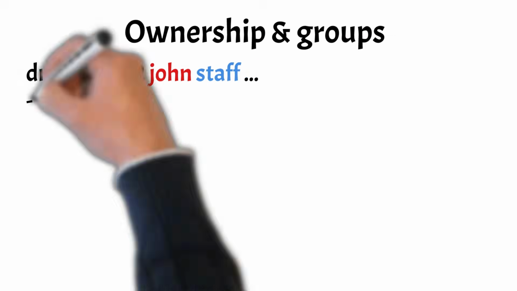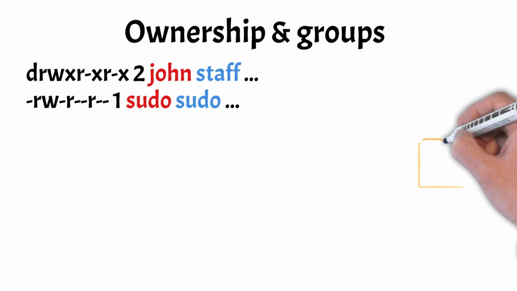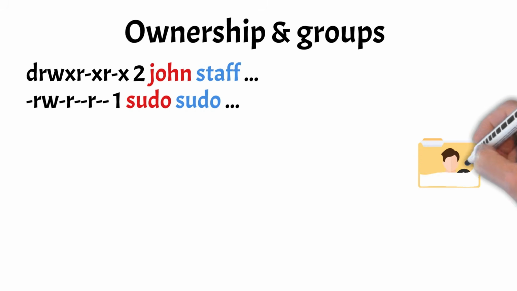Looking again at the same ls output we examined in the previous chapter, we can now focus on the next two fields after the permission string, the owner and the group associated with each file. Every file and directory in Linux belongs to a specific user and to a specific group, and together these determine how the permissions we discussed earlier are applied.